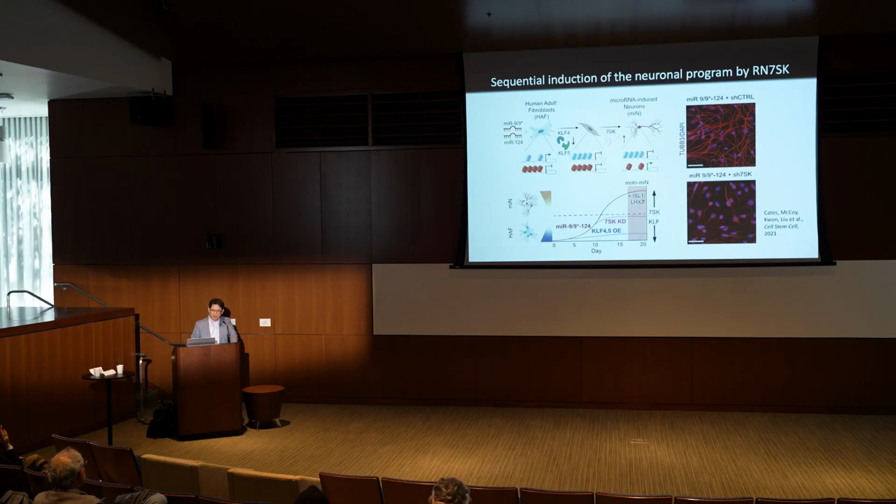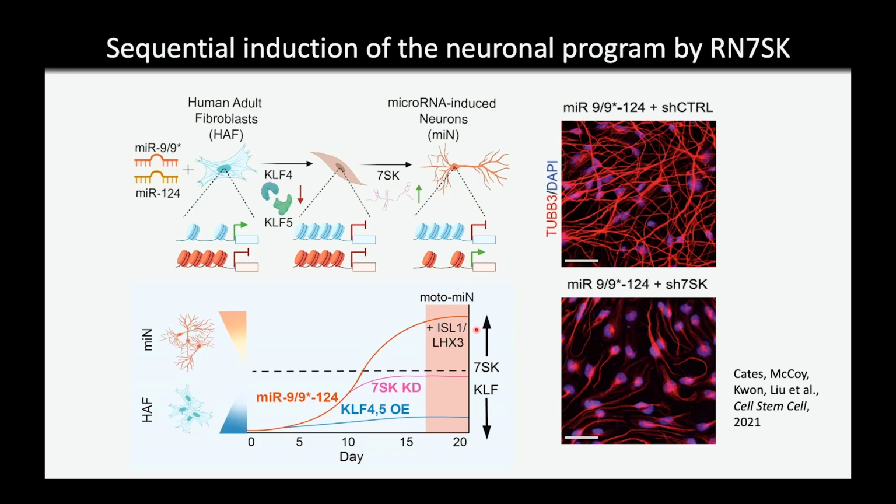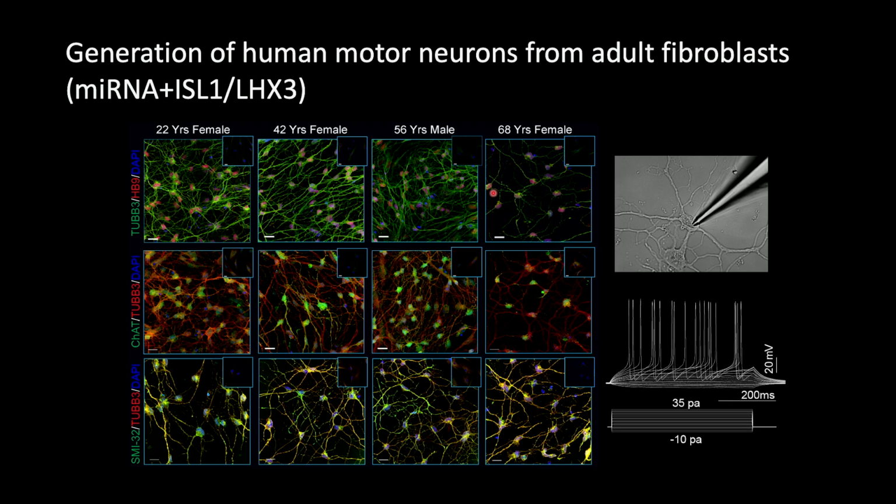So in this example, if we combine the microRNA-induced neuronal state with these transcription factors, ISL1 and LHX3, we push the conversion into motor neurons, because LHX3 and ISL1 are highly expressed in motor neurons. So when the synergism kicks in between microRNAs and transcription factors, the system becomes quite robust. They're also electrophysiologically active. They also start expressing the markers of motor neurons.